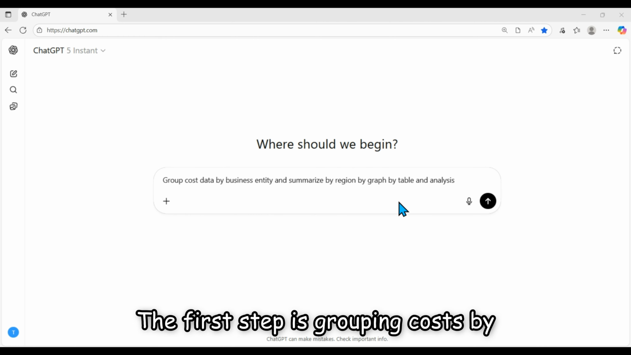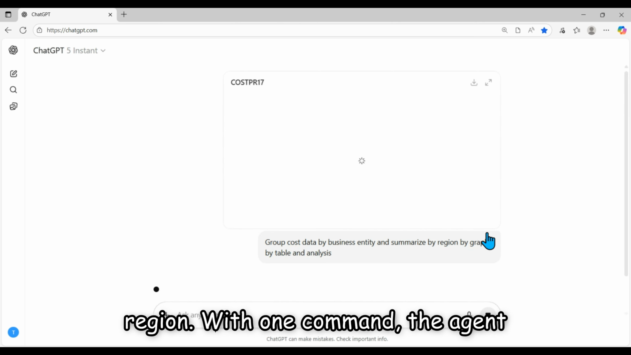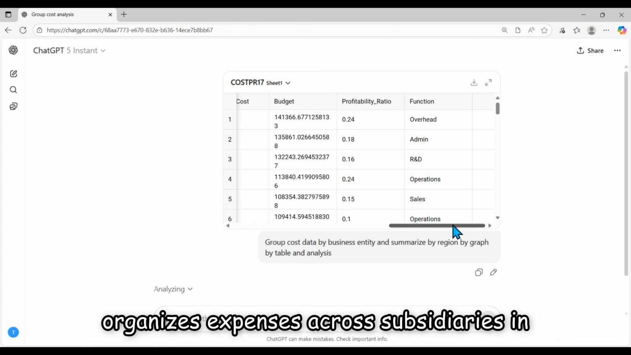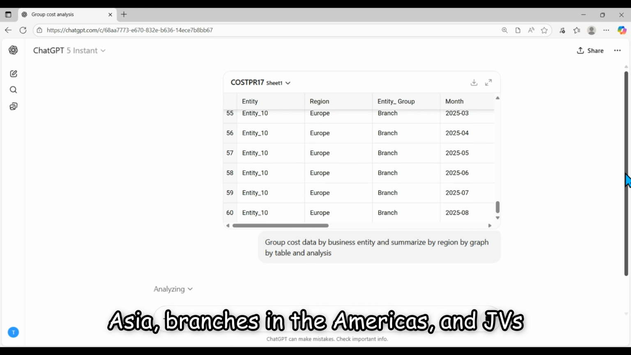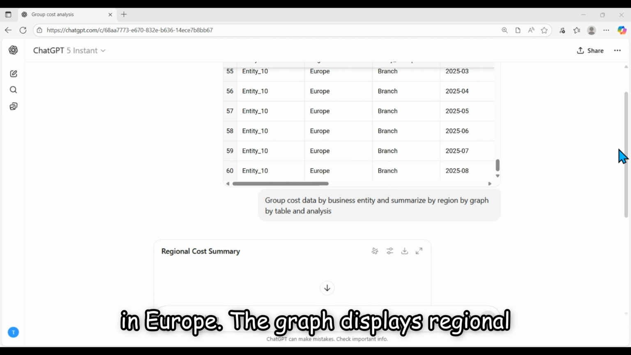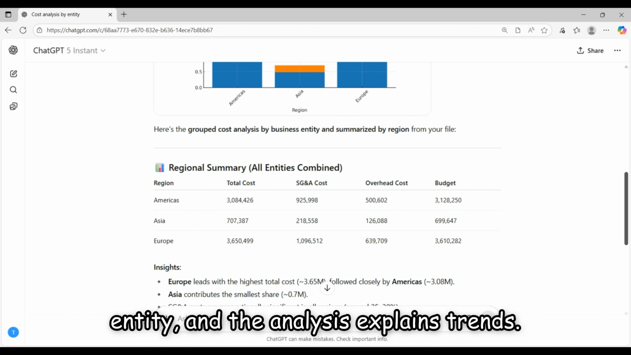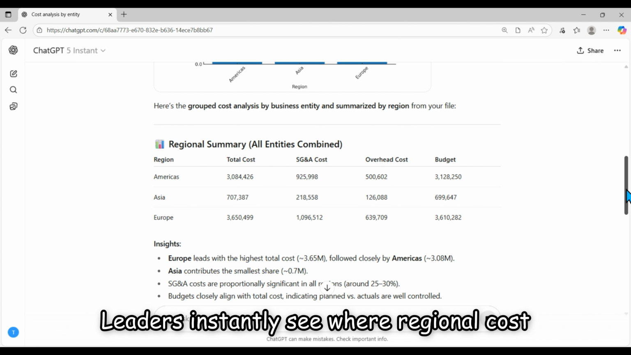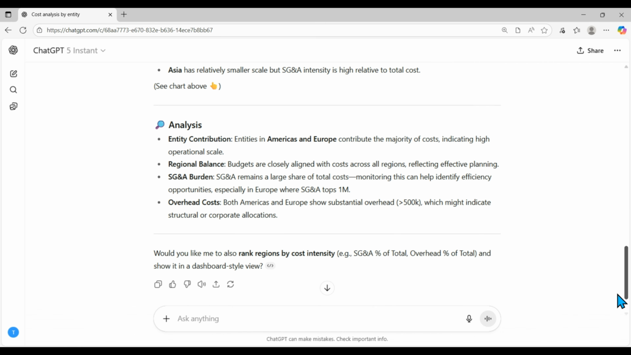The first step is grouping costs by business entity and summarizing them by region. With one command, the agent organizes expenses across subsidiaries in Asia, branches in the Americas, and JVs in Europe. The graph displays regional totals, the table breaks them down by entity, and the analysis explains trends. Leaders instantly see where regional cost pressures are strongest without digging through raw data.